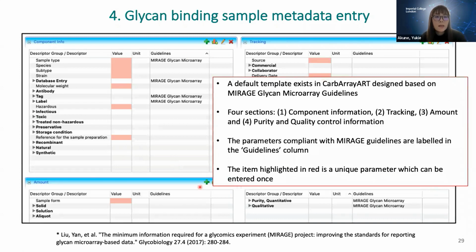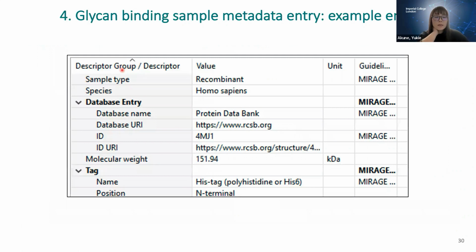And yes, then the item compliant with MIRAGE guidelines is labeled as MIRAGE in the guidelines column. And here the items highlighted in red are the unique items, so you can enter only once per Glycan binding sample. This is an example of the entry. So you can select the sample type or species, or you can record a database entry or tag information, anything.